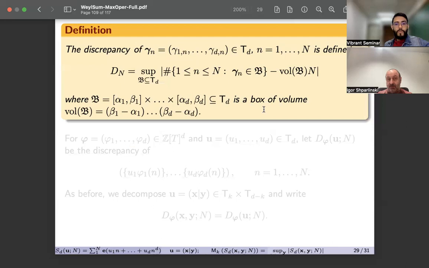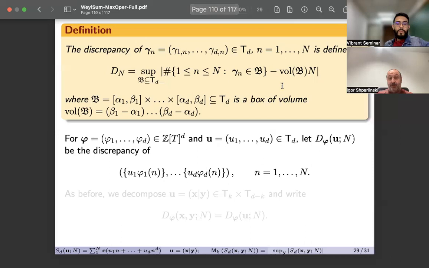I remind you that the discrepancy of a sequence of points gamma n in the d-dimensional torus is the largest deviation between the number of these points inside a rectangular box B, rectangular and aligned to the sides of the torus, and the expectation. And the expectation, of course, is the volume times the number of the points. So it's the largest error in our prediction of how many points should be in a given box.